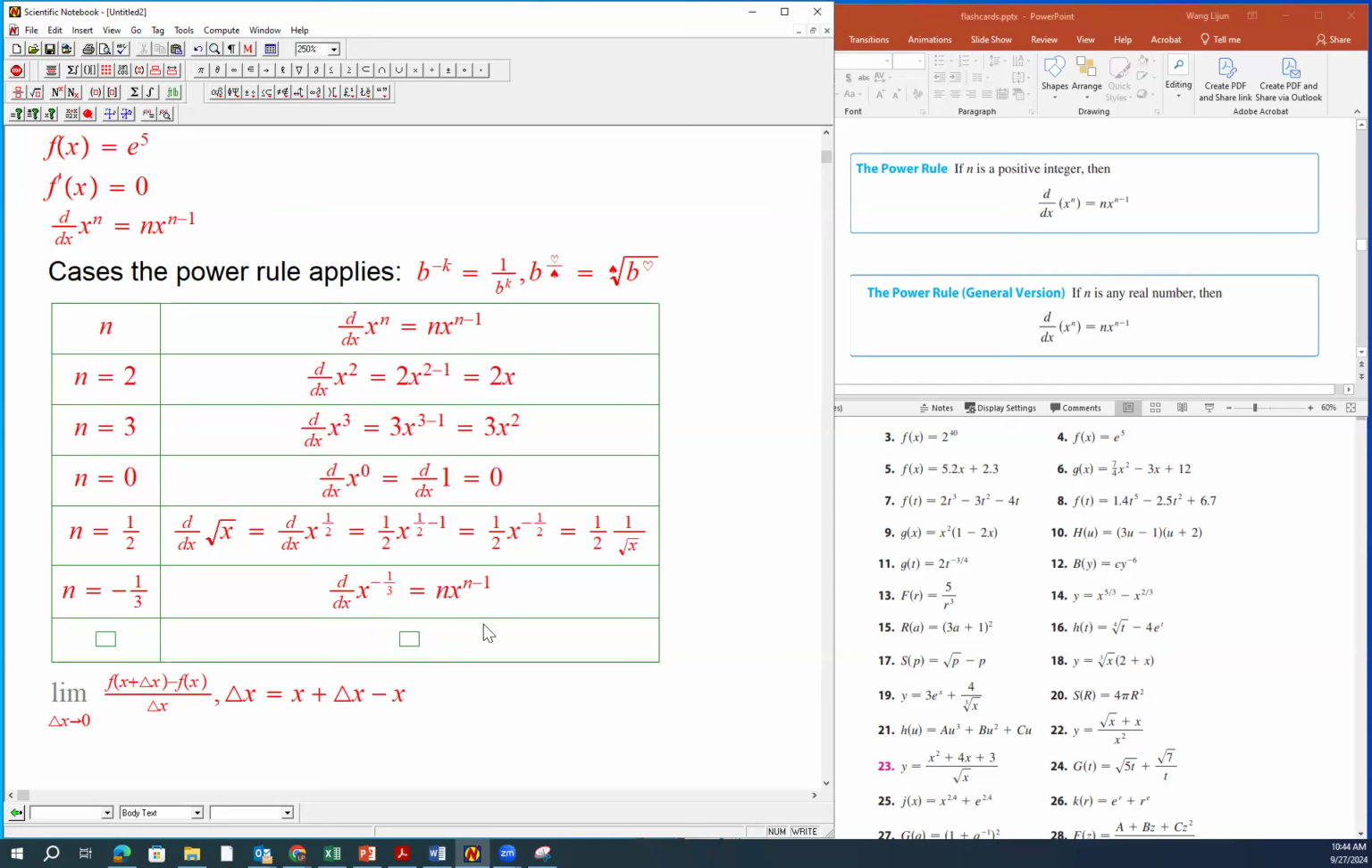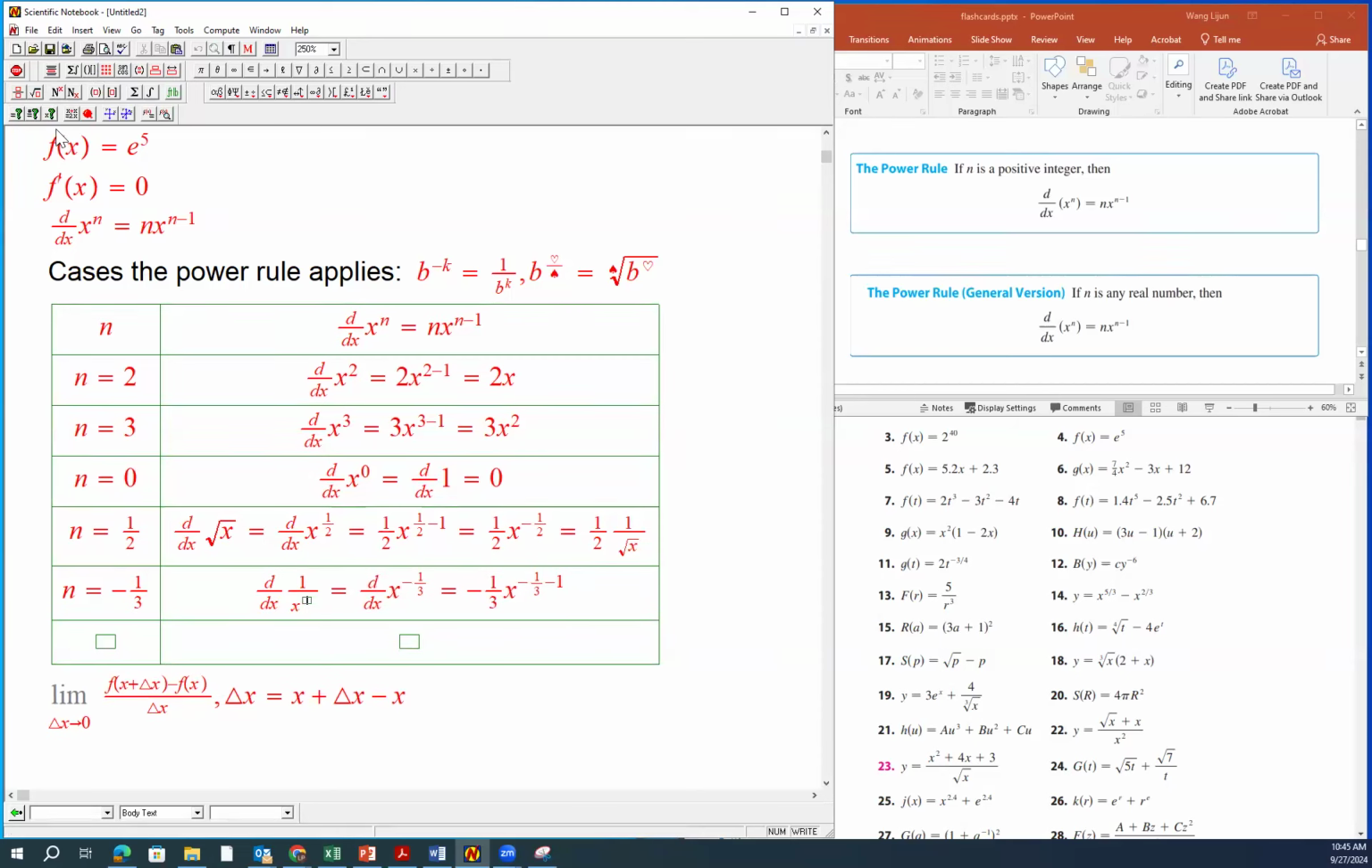Boom. Negative 1/3, differentiating with respect to x. Well, this negative 1/3 will go here. Boom. And of course, if you write it in the root form, that is the derivative. So we're going to apply that. When we apply that, we also have to apply this. So there's a negative, so it's 1 over x raised to the power of 1/3.